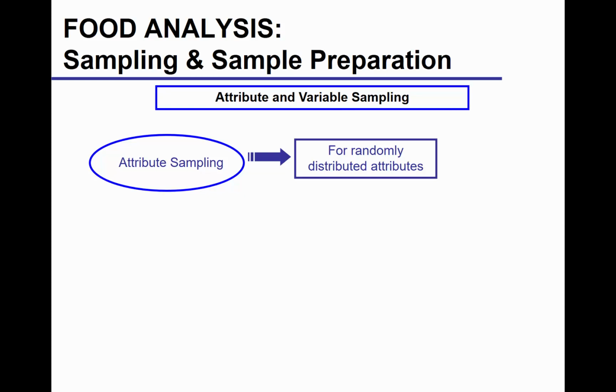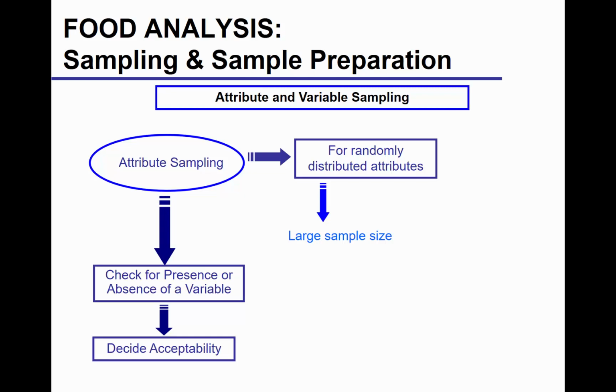So for a randomly distributed attribute, in order to capture its presence, you would really need to take many samples. So your sample size is high. That means the number of samples that you select is high because you want to make sure you capture it if it's present. If you only decide to take 3 samples, that's a limited number, and you might not get a sample that is contaminated. So in attribute sampling, the key is large sample size. And it's often checked for presence or absence of a variable.